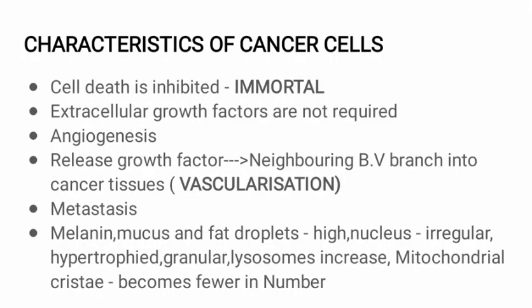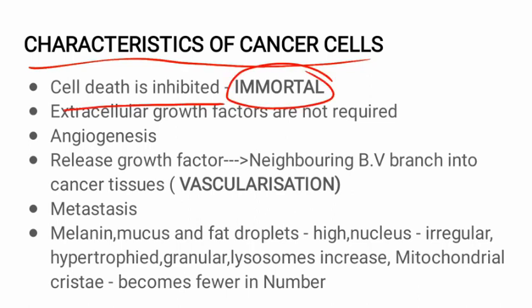Next we will see about the characteristics of cancer cells. Okay, in the case of a cancer cell, the cell death, that is apoptosis, is inhibited, making the cancer cells immortal. Okay, extracellular growth factors are not required. As I mentioned earlier, these oncogenes can produce their own growth factors which will help in their growth and differentiation.